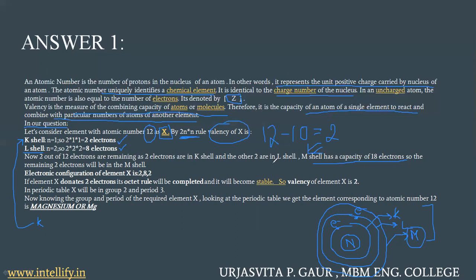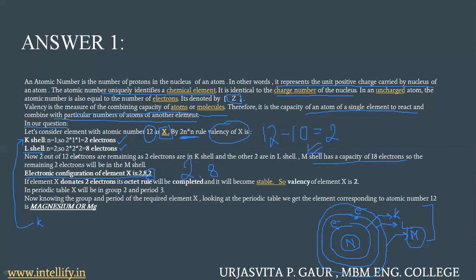So in this case, we deduce that the electronic configuration of this element is going to be 2, 8, 2. And in order to give the valence shell an 8, it should be losing these 2 electrons to some other element so that it can have a stable configuration of 2, 8, which is a noble gas configuration.